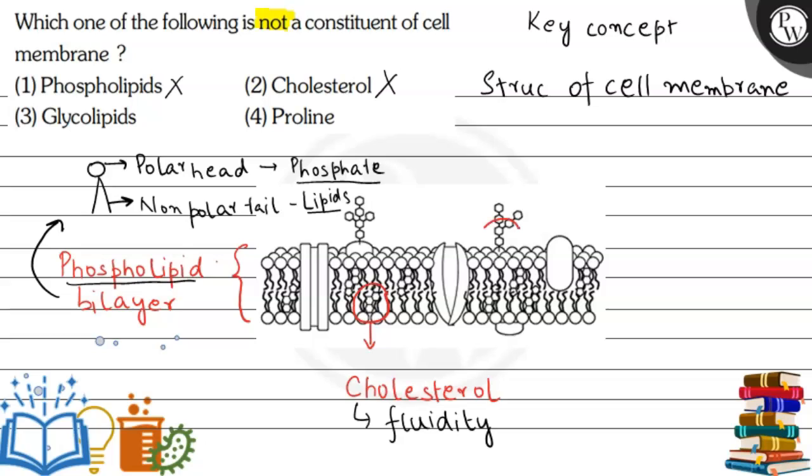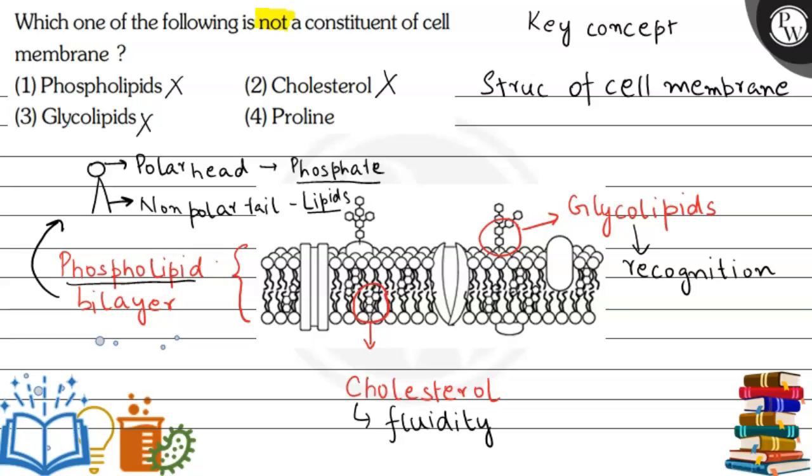Now, the third option is glycolipids. So these are glycolipids, and glycolipids are cell surface recognition molecules. So the glycolipids attached to the cell membrane helps in recognition of cells and differentiation of self cells from the foreign cells. So glycolipids are used for recognition of cells. So glycolipids is also present in the cell membrane, and therefore again this will also not be our answer.